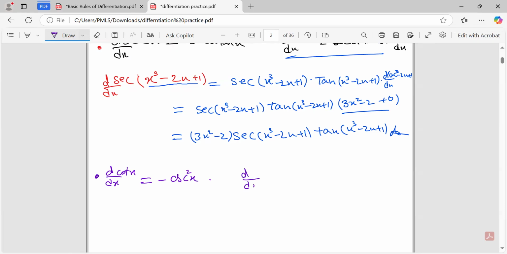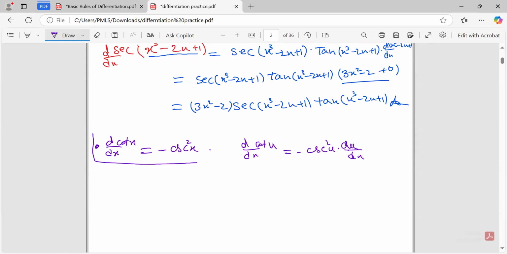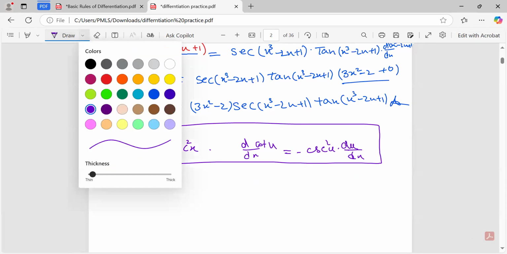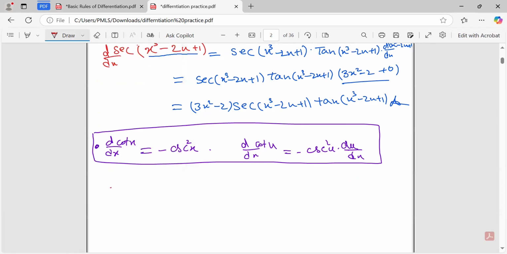So in this way, if you have cot u, that will be minus cosecant square u times du by dx. So for example, by this way we will take the derivative. For example, if we have d by dx of cot of x square plus 3x minus 5, something like that.